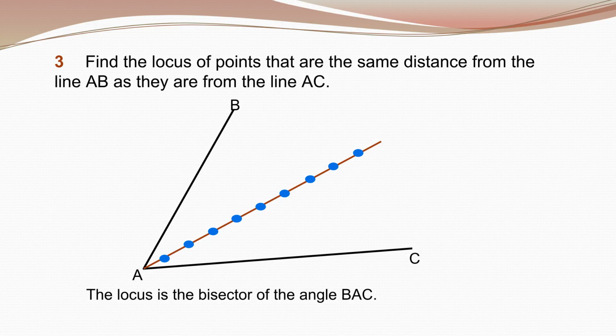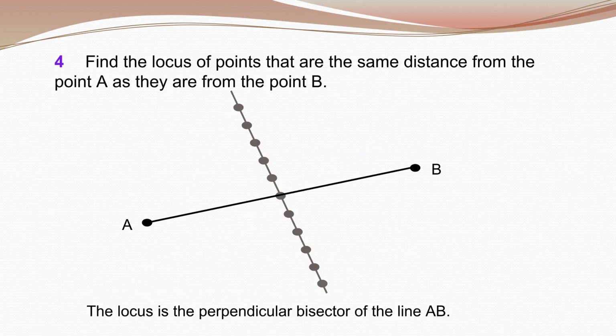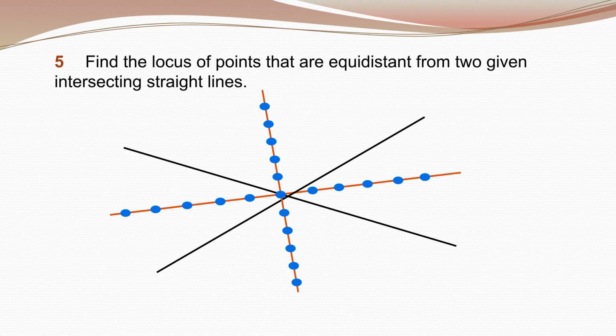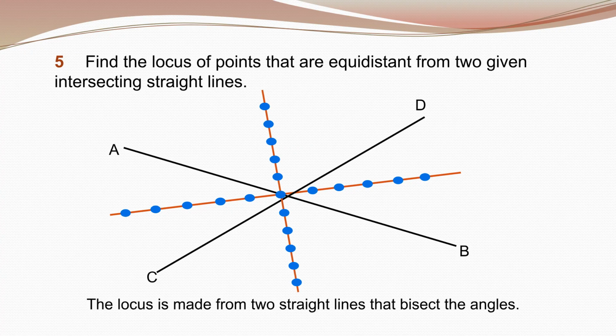When we need to find points that are the same distance from 2 lines, AB and AC, the locus is the angle bisector of angle BAC. For points that are equidistant from 2 specific points, A and B, the locus is the perpendicular bisector of the line segment connecting them. If we look for points equidistant from 2 intersecting straight lines, the resulting locus is made from 2 straight lines that bisect the angles between them.